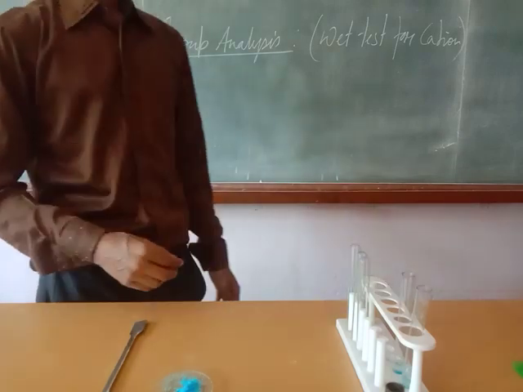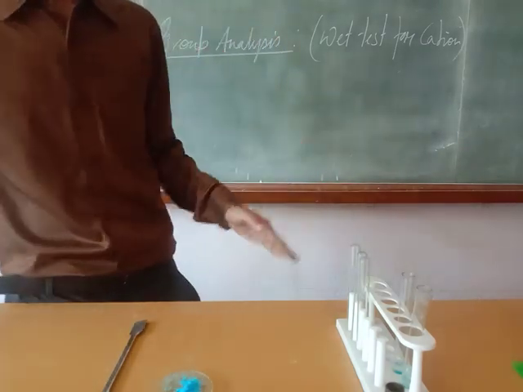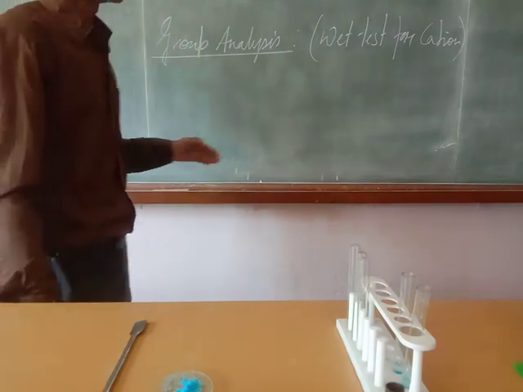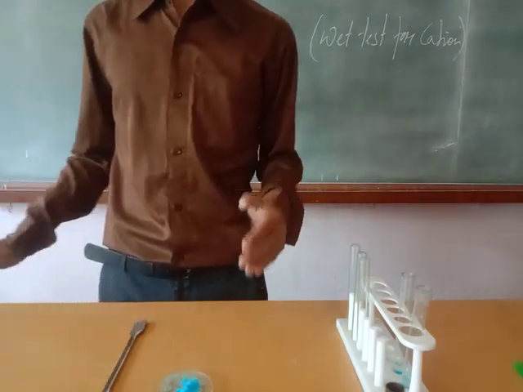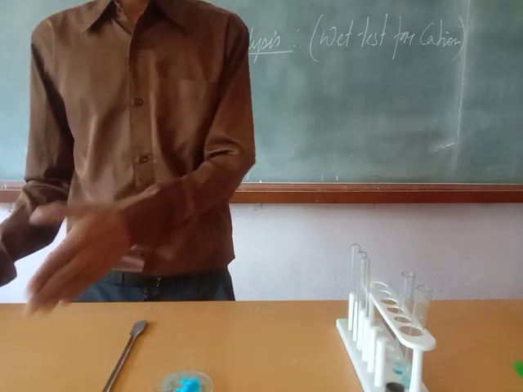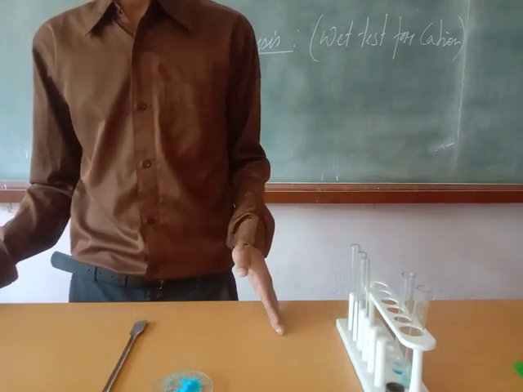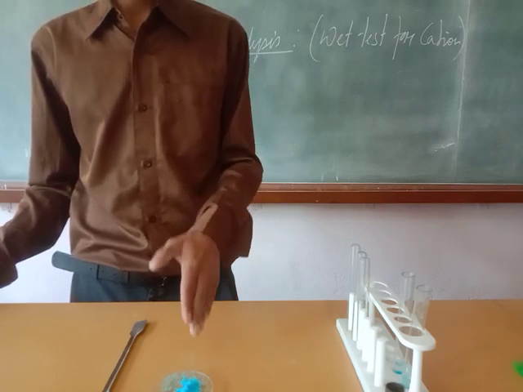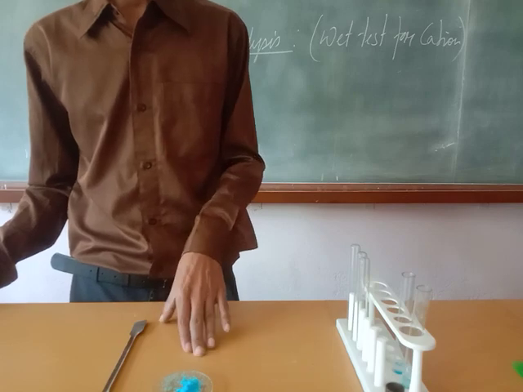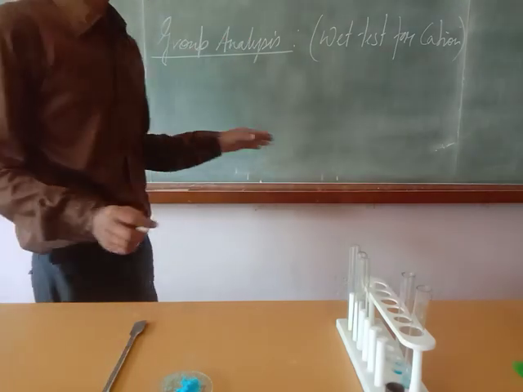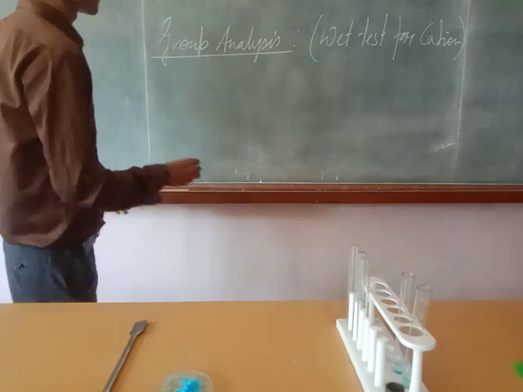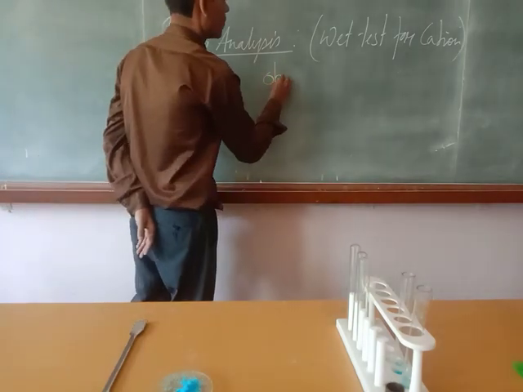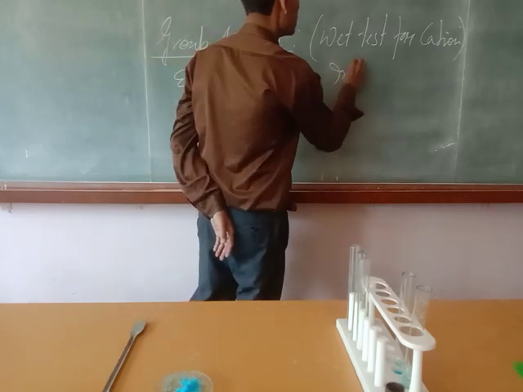Basic radicals are divided in some groups from 0 to group 6. If your salt is colorless, then you start from group 0. If your salt is colored, then you need to start from group 1. Since our salt is colored, I am going to start from group 1. Again, you write here experiment, observation and inference.